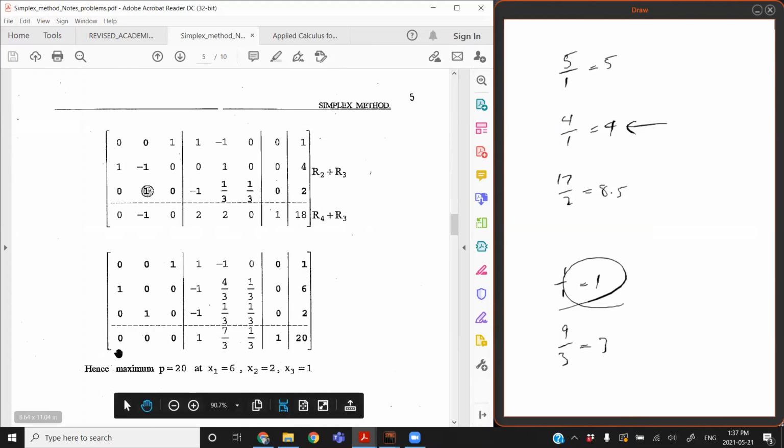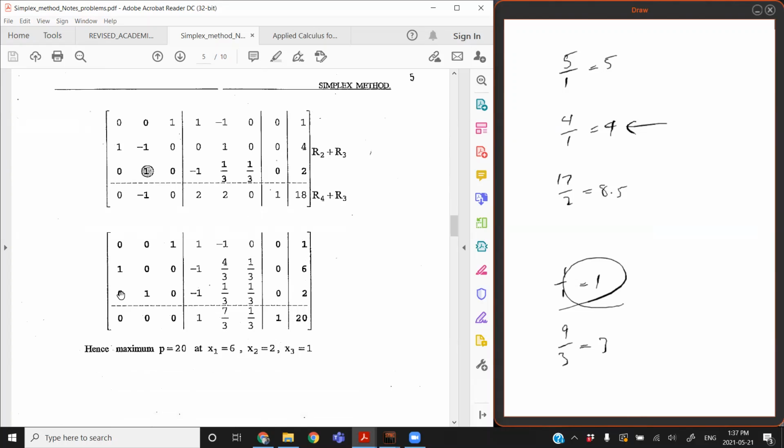And from the last tableau, since there is no negative number here, I know it's the last tableau and I am done. I can read the answer. X1, X2, and X3, all of them are basic variables along with P. X1 must be 6. X2 must be 2. X3 must be 1. And these x's will give me the maximum value for p, and that maximum value would be 20.